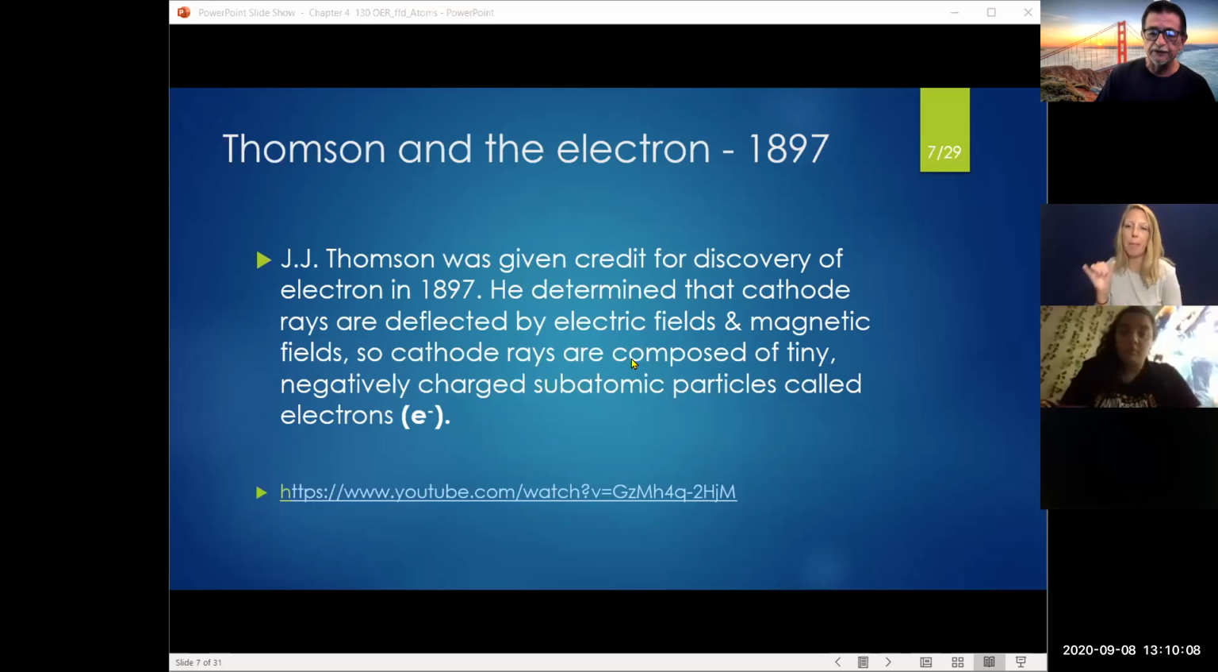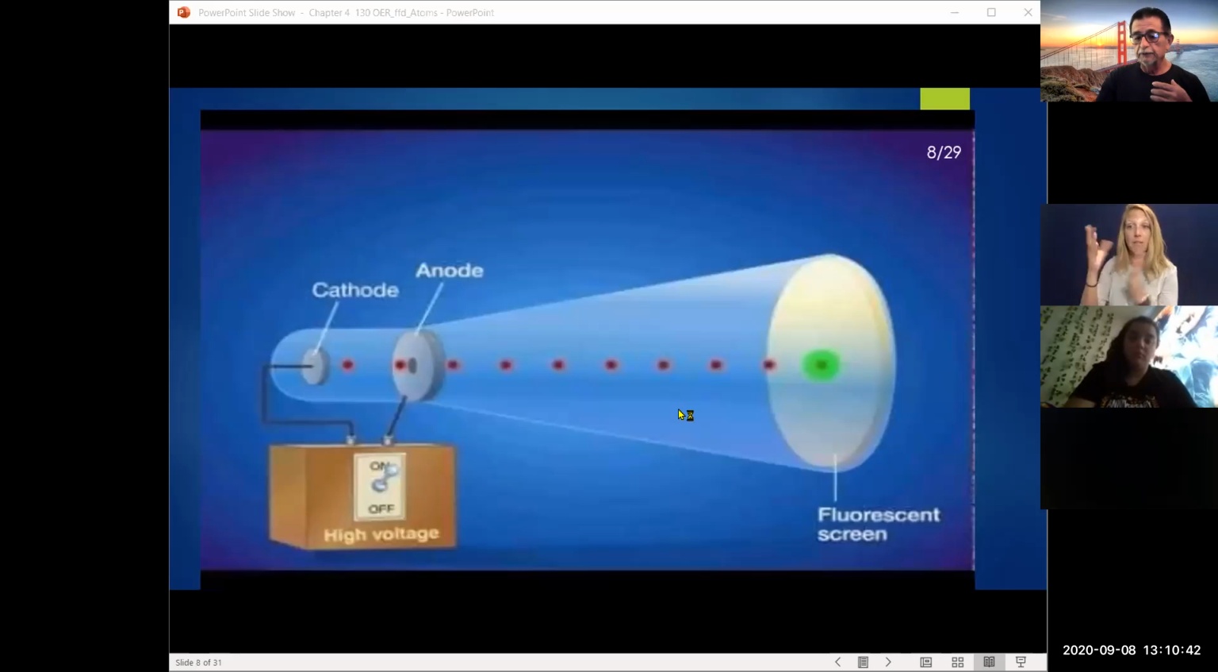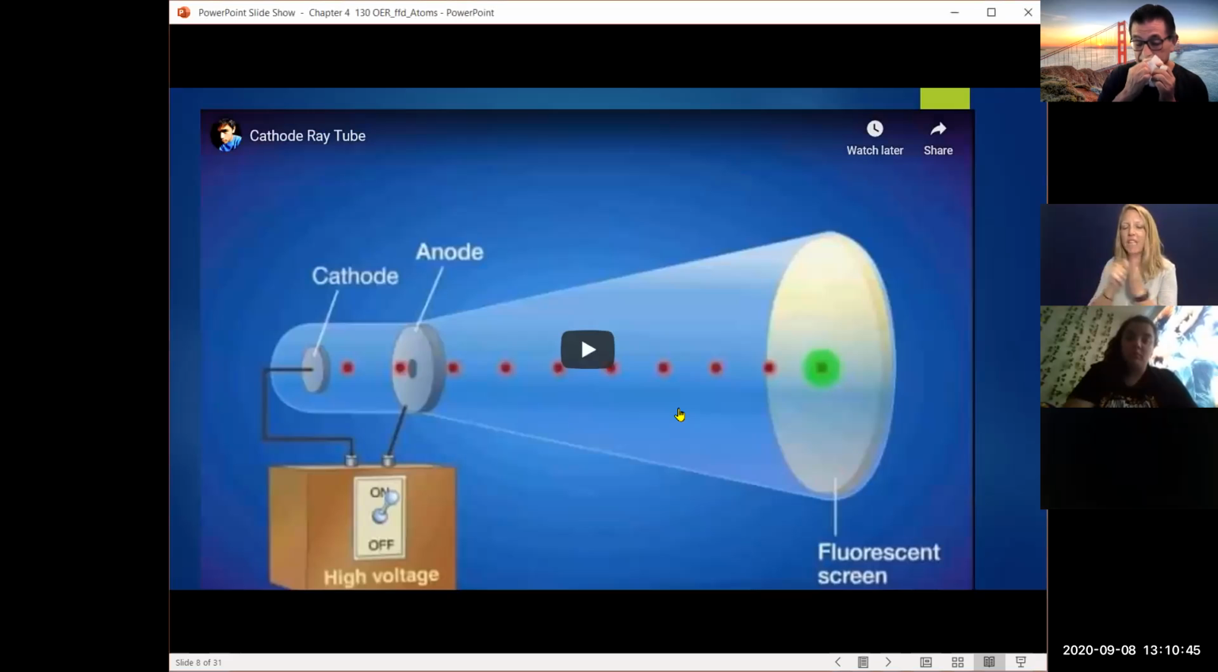One scientist called J.J. Thomson is credited with discovering what we call the electron. Now, before I proceed, the three subatomic particles that we will be looking at are the proton, the neutron, and the electron, okay? That is what we, at 130, will define as what makes up an atom. So J.J. Thomson, in his work, is credited with discovering what's called the electron. So I have a little video here to show you how he did that, okay?